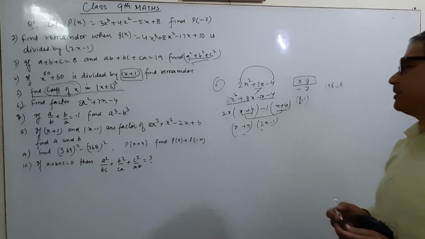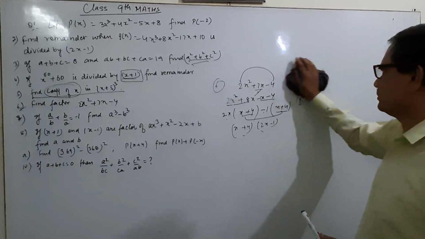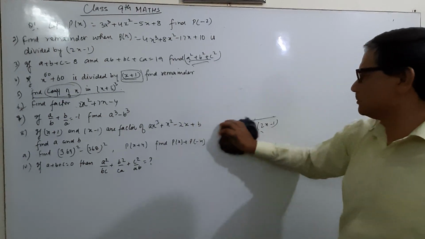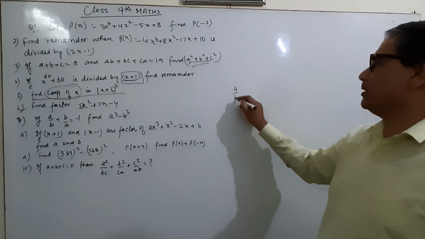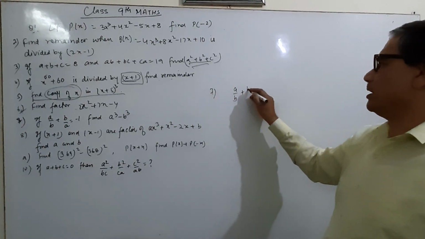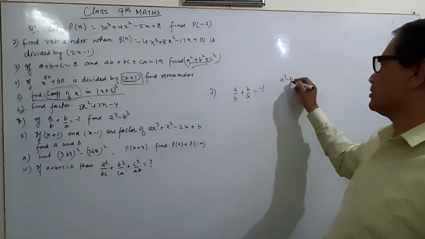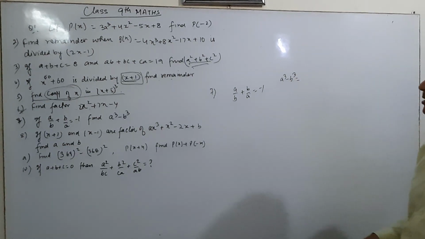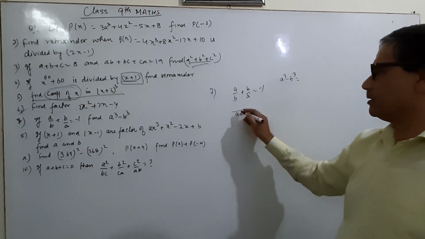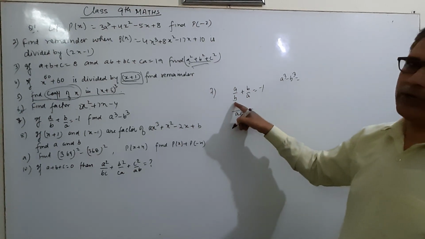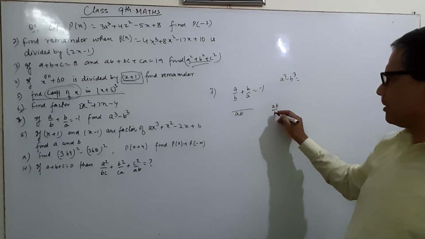And now question number 7. a plus a upon b, a upon b plus b upon a is equal to minus 1. We have to find out a cube minus b cube. We know the formula of a cube minus b cube. First we have to take the LCM. What is the LCM? ab. Here is ab divided by b. So b will cut.